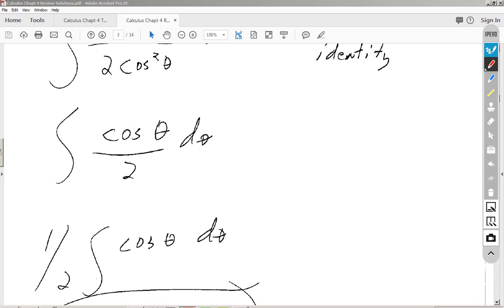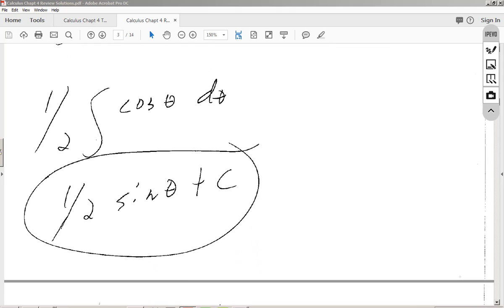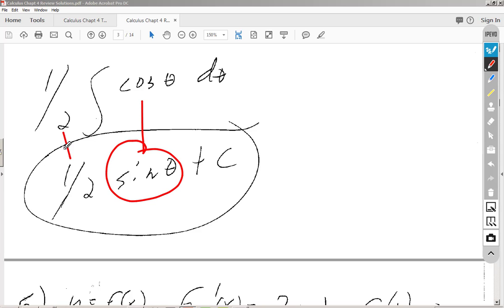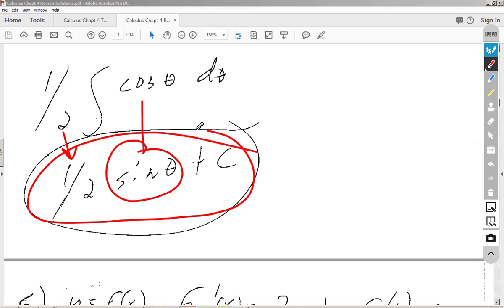Now I'm going to go ahead and bring my 2, put it out front here, so that's going to give me that 1/2. And then I can just go ahead and integrate it directly. So I know that the integral of the cosine of theta is going to be the sine of theta. And I still have my 1/2. So my answer is going to be 1/2 sine of theta plus c.